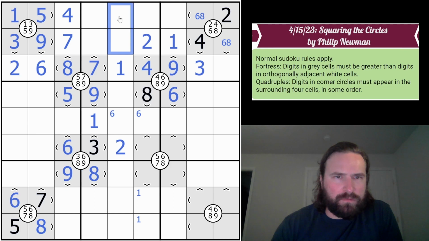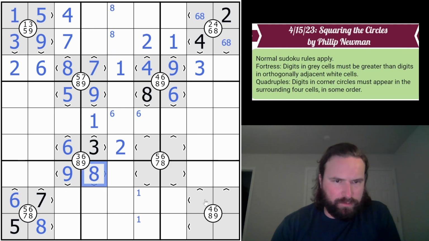Now one of these two is an 8, and that's not decided yet. 8, 8. So the 8 in this box is going to have to be on one of those, meaning that this isn't an 8 either. So this can't be an 8, this can't be an 8, this can't be an 8. This is going to be an 8.